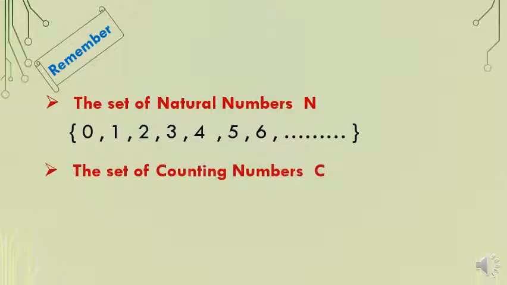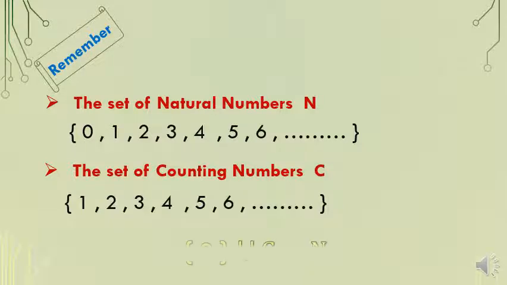The set of counting numbers, C. We start counting from which number? We start counting from 1, and our set of counting numbers starts with 1: 1, 2, 3, 4, 5, 6, and so on. And remember that the set of natural numbers and the set of counting numbers don't have decimals or fractions. Now, we can say that set of 0 union set of counting numbers equals N.